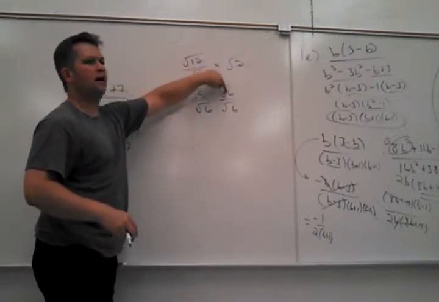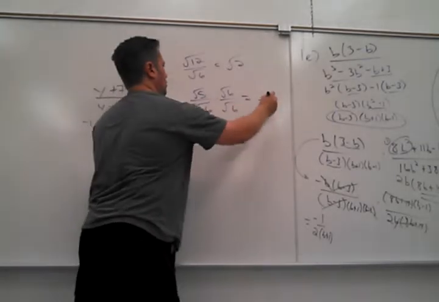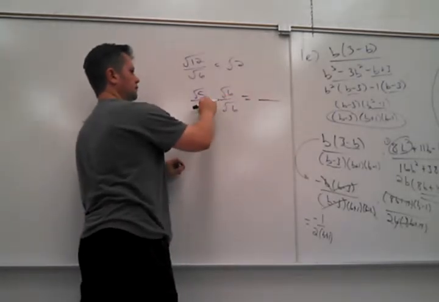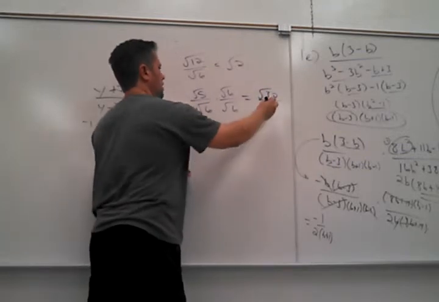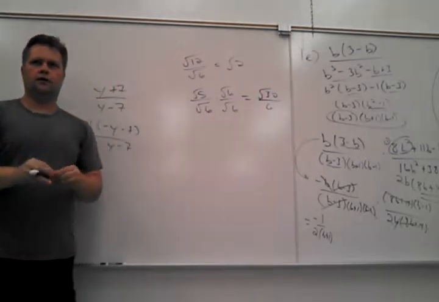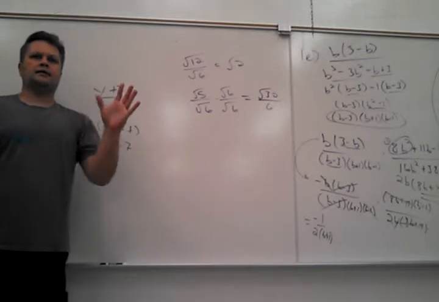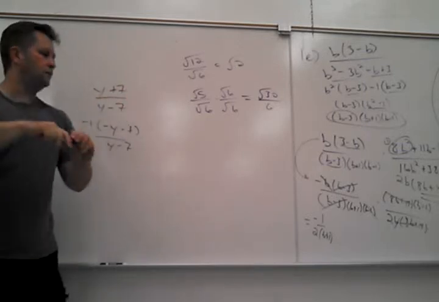You got to do to the top whatever you do to the bottom. So on the top, what do you get? Square root of 30. And on the bottom, you get a nice whole 6. So the top just has to happen to it. It's the same thing, really.